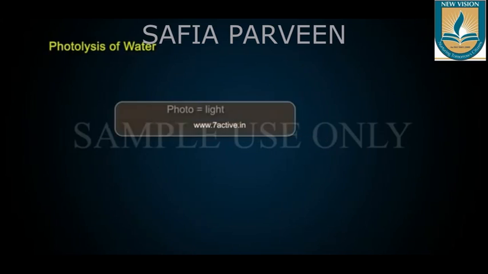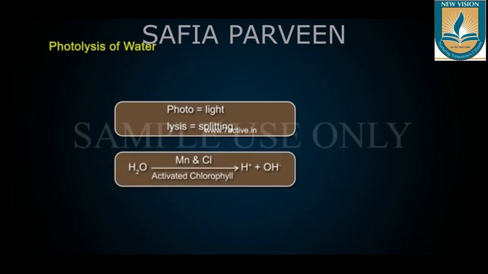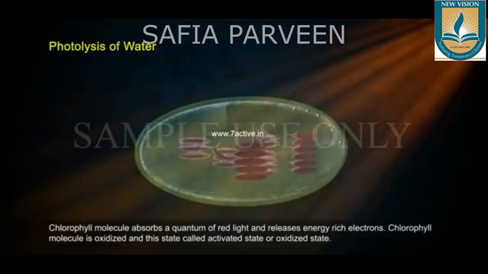Photolysis of water is nothing but splitting of water molecule in the presence of sunlight. The word photo means light and lysis means splitting. Just now we saw that the water molecule is converted into H plus and OH minus ions. That is under the influence of sunlight. When the light falls on the chlorophyll molecule, it gets excited because of the sun's radiations and helps in splitting of the water molecule into H plus and OH minus ions.